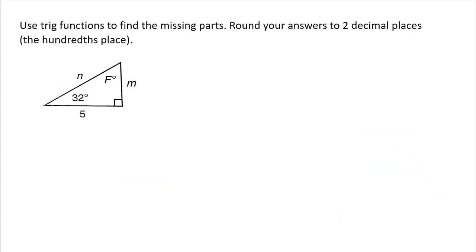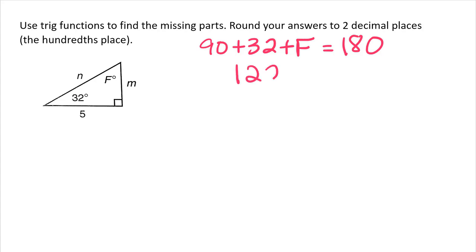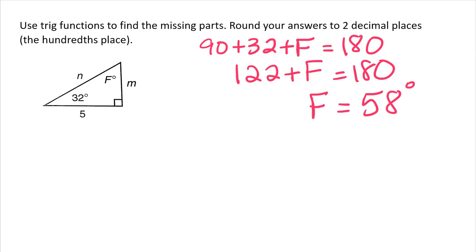So take a look at this example. We want to use trig functions to find the missing parts. Round your answer to 2 decimal places. Okay, so let's say we want to find angle F. A triangle has 180 degrees total inside of it, so 90 plus 32 plus F should equal 180 degrees. So that is 122 plus F equals 180. So F is going to be 58 degrees.